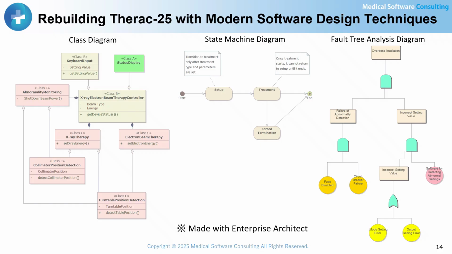On the right is the fault tree analysis, FTA. This logical analysis breaks down the conditions required for a serious event, in this case overdose, to occur. In the Therac 20, even if the software misconfigured the machine, independent hardware safety devices could stop the output. But in the Therac 25, these hardware interlocks were removed for cost reasons, leaving only software monitoring. As a result, systematic software failures could no longer be mitigated by hardware, leading directly to accidents.